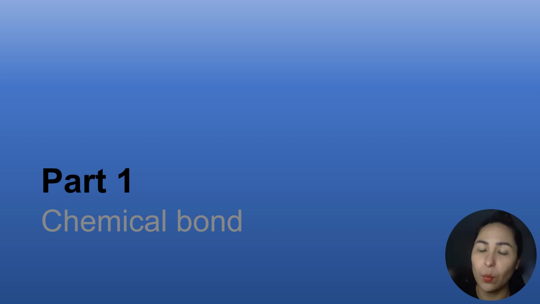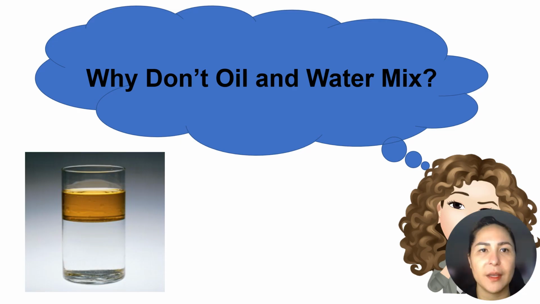So we start with part 1 on chemical bonds. Imagine you're preparing a complex drug formulation where you need to blend oil-based and water-based components. Despite mixing them thoroughly, you notice that they quickly separate, forming two distinct layers. Even if you try to shake it up again, the same thing happens. Why do you think this occurs? One might say it's because oil is nonpolar and water is polar, and they don't interact well at the molecular level, causing them to separate.